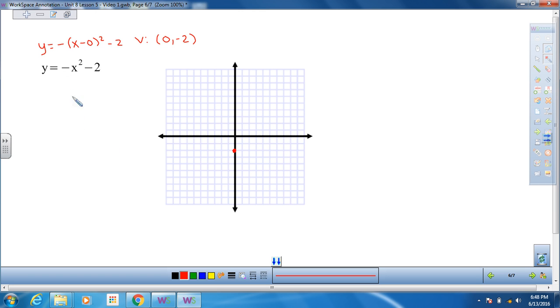What this negative does is it reflects your parabola. So instead of opening up, it is going to open down. So I'm going to use the pattern, but I'm going to open down. So I'm going to go over 1, down 1, over 2, down 4. Start from your vertex every time. Over 3, down 9.